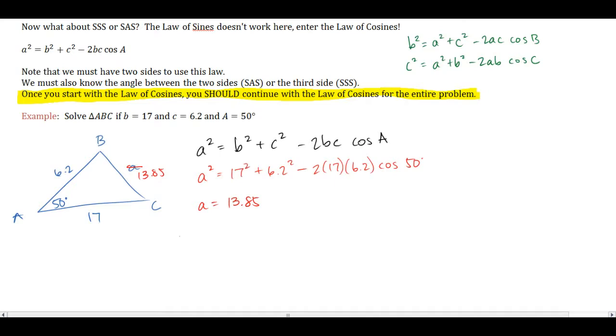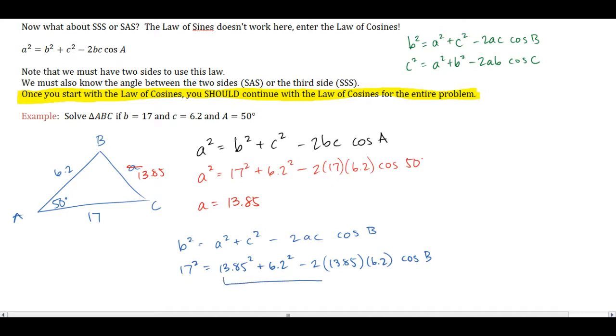B. So that means that I'm going to do b squared equals a squared plus c squared minus 2ac cosine of angle B. And so for me, that is going to be 17 squared equals 13.85 squared plus 6.2 squared minus 2 times 13.85 times 6.2 cosine of whatever the heck B is. Now here's where I have to warn you. A lot of kids will add all of this together. That's a big no-no because these are multiplied together. So they got to have the cosine in them.